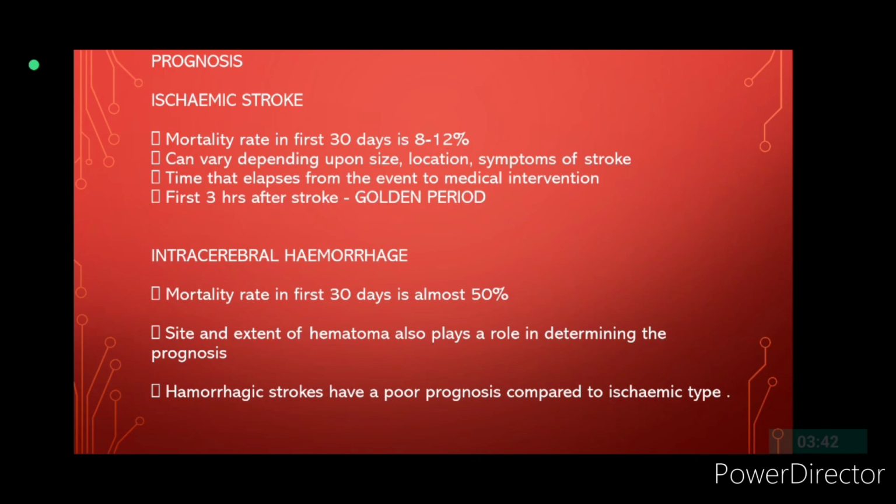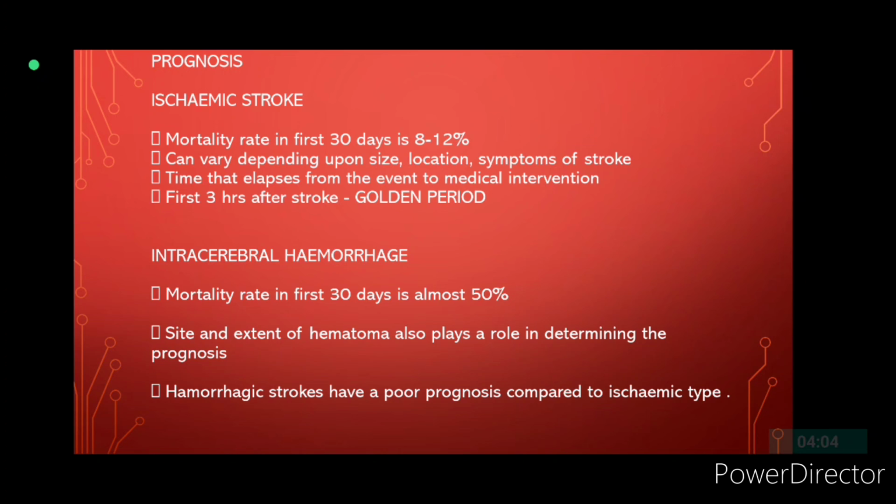Prognosis, ischemic stroke: mortality rate in first 30 days is 8 to 12%. Can vary depending upon size, location, and symptoms of the stroke. Time that elapses from the event to medical intervention matters: the first 3 hours after stroke is the golden period.